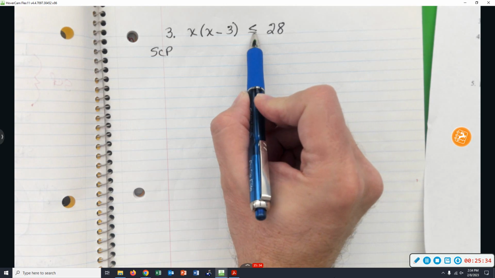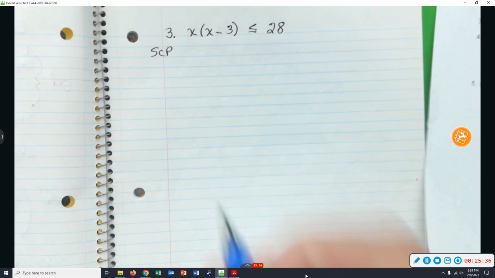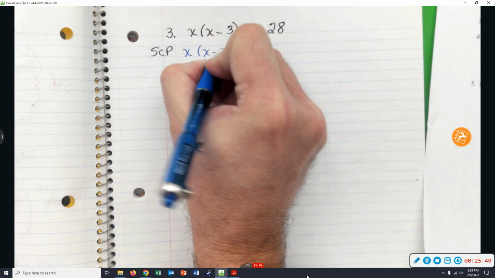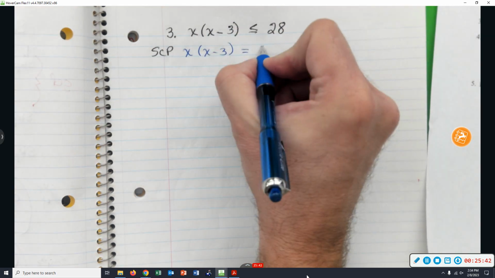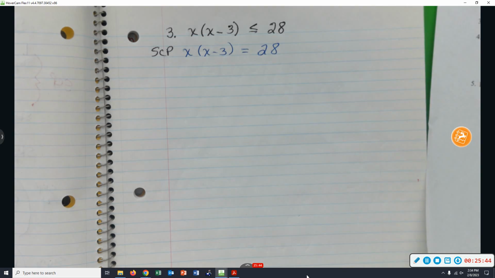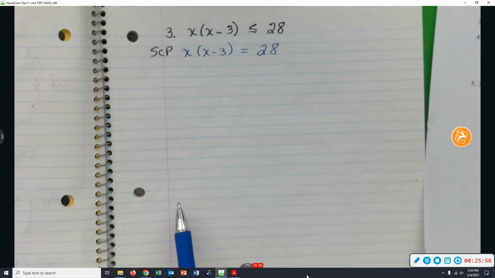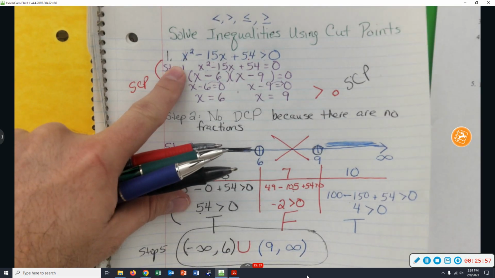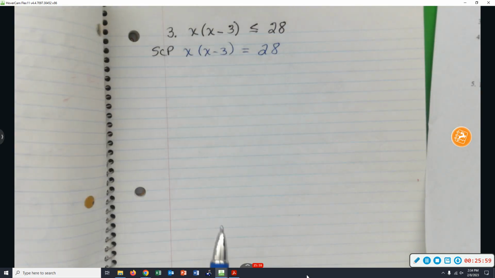First step says replace the inequality symbol with an equal sign. So we have x times x minus 3 equals 28. Now, how do we solve this equation? Well, it's actually amazingly like number 1, except there's one extra step on number 3.